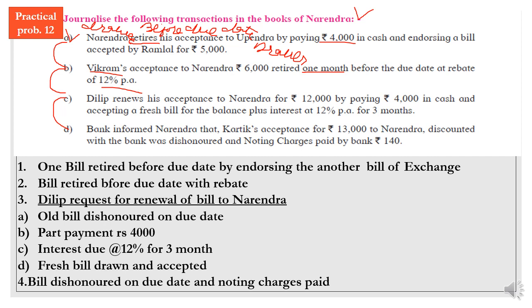Third says Dilip requests the renewal of the bill to Narendra. In this case, you know there are 4 steps. In all my videos, I have told you that when a bill is dishonored or a renewal request is given by the drawee, you might have to solve these 4 entries. First you will do the old bill dishonored, then the part payment given by Dilip, then interest due for 3 months, and then the fresh bill drawn and accepted.